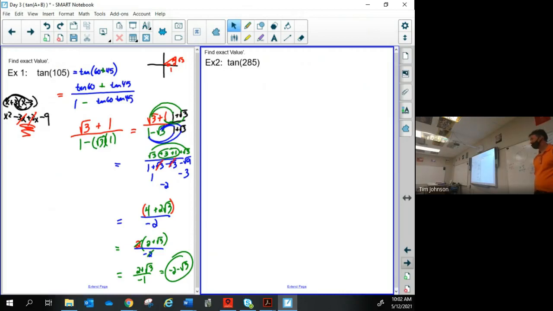All right, what can we add or what can we subtract? Let's do a subtraction one this time. How about if I subtract... I think we know how to do 315. Isn't that a 45-degree angle? And we can subtract 30 from it.